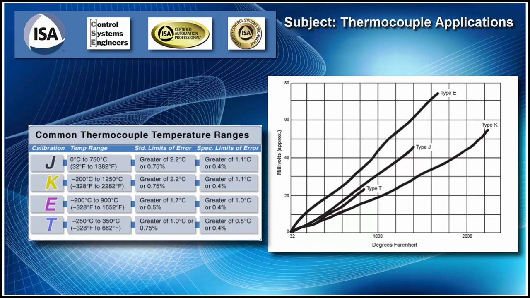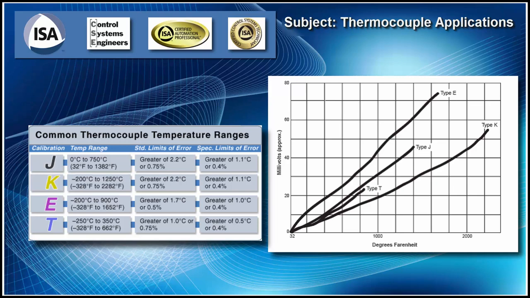Okay, these are the four most popular thermocouple types you'll find in an industrial plant. It's J, K, E, and T. And if you look at the letters, it tells you what it is. Your J will be black, K will be yellow, E will be purple, and T will be blue. Now, these are the positive leads. The negative lead is always red. For any thermocouple, the negative lead will be red color.